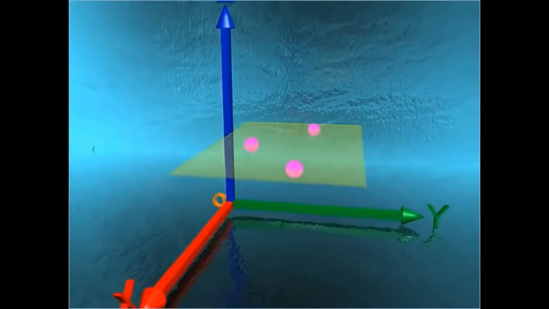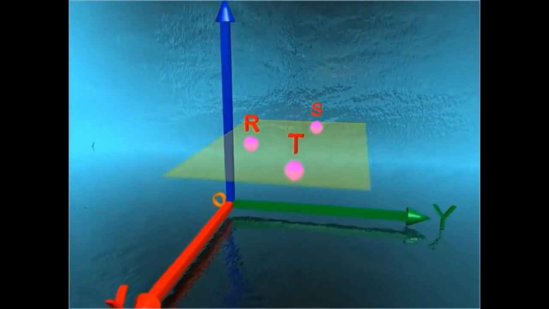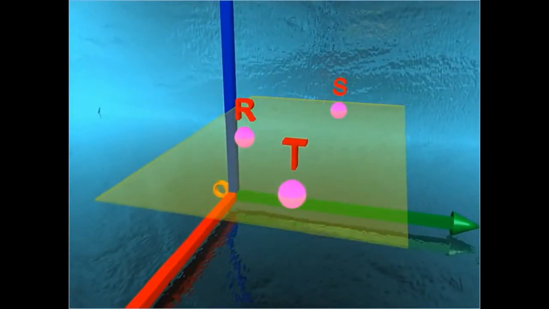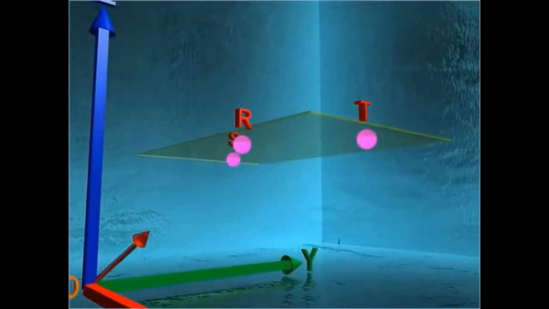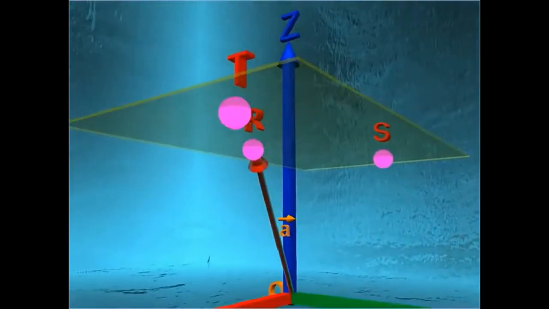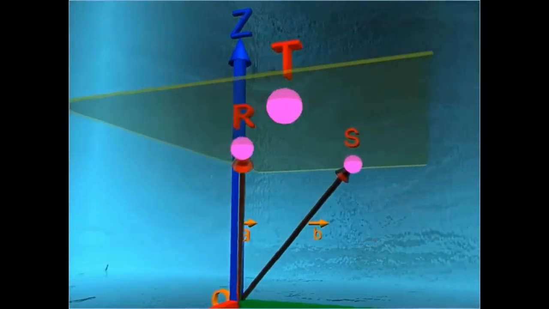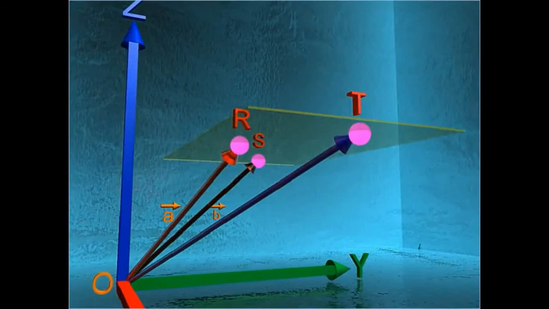Consider a plane such that R, S and T are three non-collinear points on it. Let us assume that the position vector of point R is vector A, the position vector of point S is vector B, and the position vector of point T is vector C.